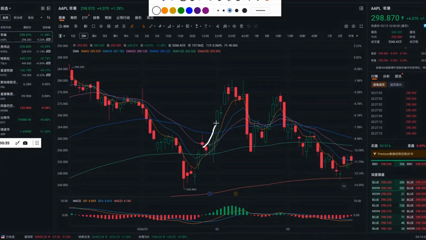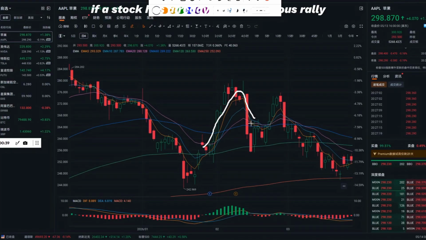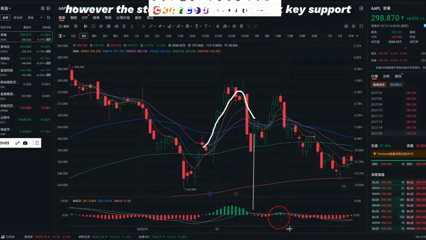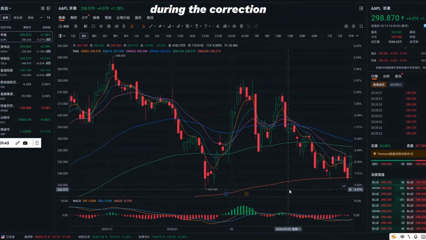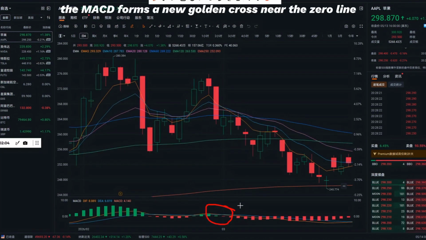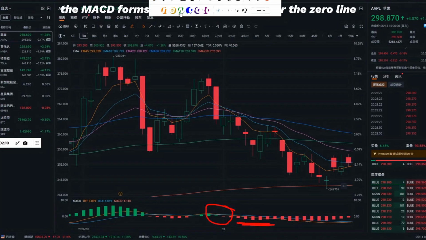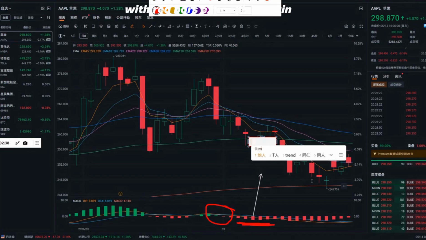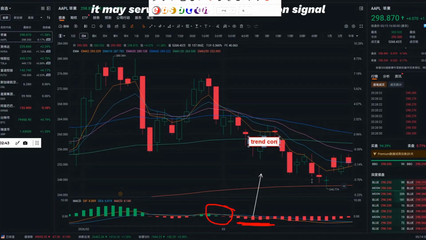For example, if a stock has already seen a previous rally, then enters a pullback, its MACD red bars shrink and even turn green temporarily. However, the stock price does not break key support during the correction, and the moving average structure remains intact. Later, the MACD forms a new golden cross near the zero line, with red bars expanding again. At this time, it may serve as a trend continuation signal. This type of golden cross carries higher practical trading value than a golden cross below the zero line.